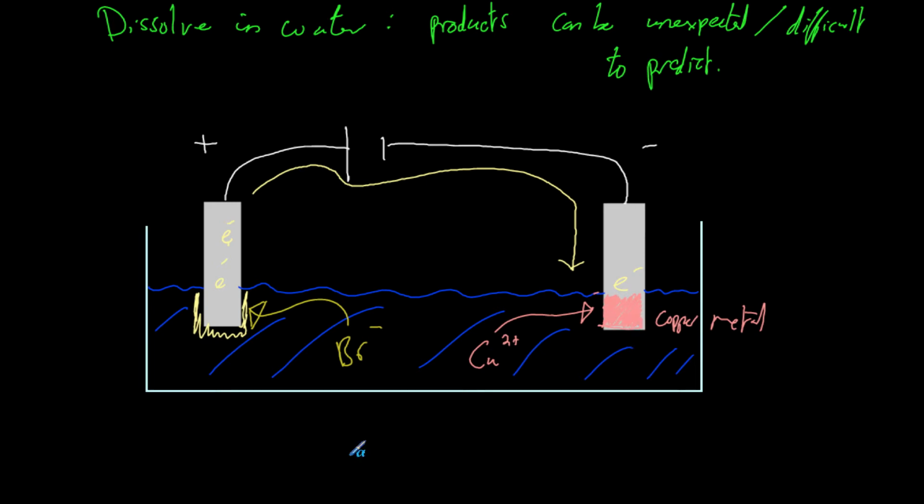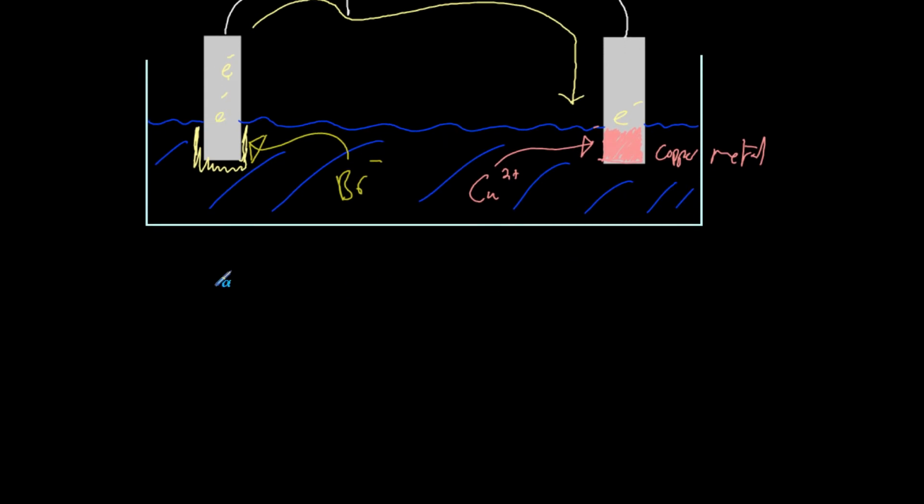Okay. Now there is a way that we can write down in equation form exactly what's going on at each electrode. And this is known as using half equations. But first off, there are two terms you need to know, which are oxidation and reduction. Okay, now you've probably seen these terms before. Well, you definitely have. And you've probably seen them in the sense of oxygen. So oxidation is the addition of oxygen and reduction is the removal of oxygen.